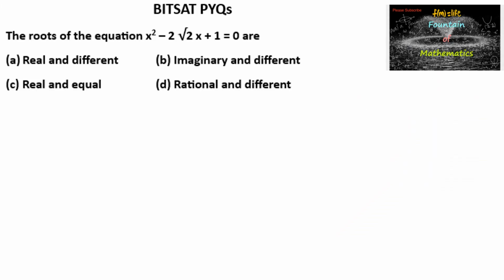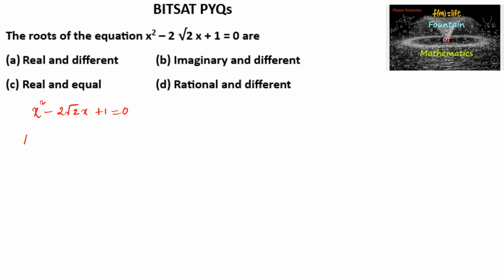So we need to find the nature of the roots of the equation x square minus 2 root 2 x plus 1 is equal to 0. And the first thing we need to observe is that the coefficients are here not rational numbers, they are irrational numbers. 2 root 2 is an irrational number.